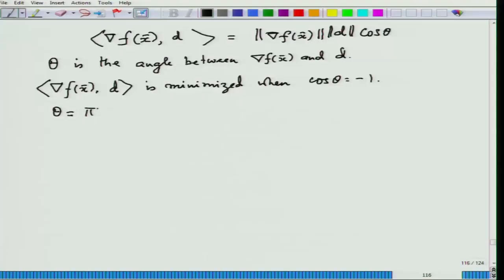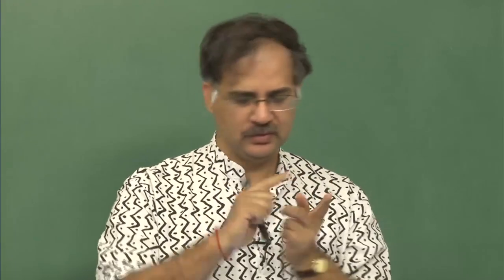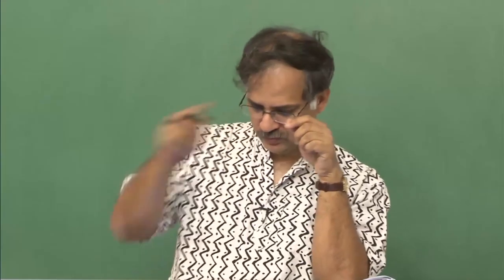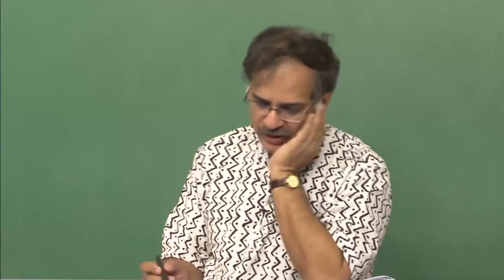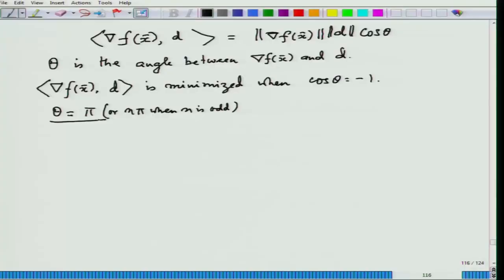So, if theta is n pi when n is odd, but because we are talking about vectors, if you take a vector with this angle, it does not matter. So, in our case we require theta equal to pi, because we are talking about vectors, say in 2 dimensions. So, theta is pi, right.